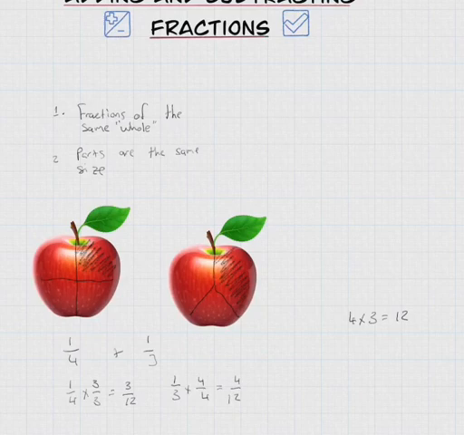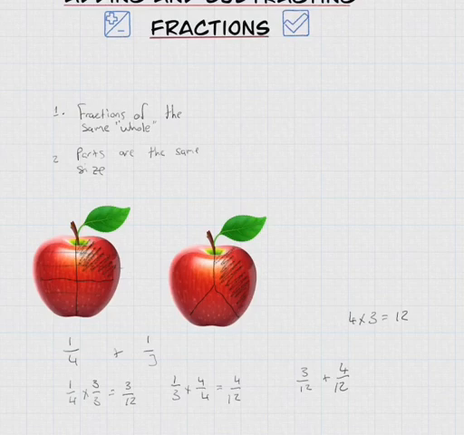Okay, so 1/4 is equal to 3/12, so I get 3/12 plus 1/3 is equal to 4/12. And all I did here really was say, well, in my first apple here, I've got 1/4. I need to divide each of these into 12ths, which means I need to divide each of these into 3 equally sized pieces. So 1, 2, 1, 2. Now I have 1, 2, 3, 4, 5, 6, 7, 8, 9, 10, 11, 12. Okay, my 1/4 is equal to 1, 2, 3 of those 12.